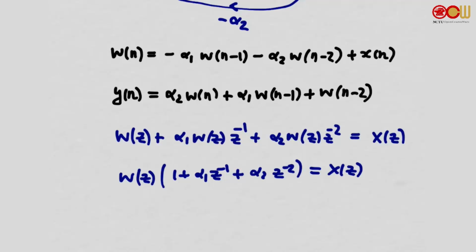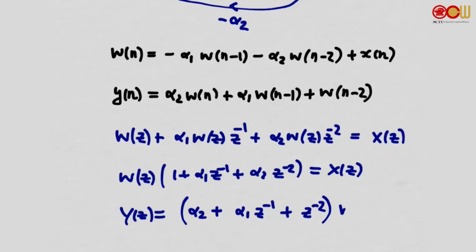Now let's look at the second difference equation. For the second difference equation, we apply the transform, and then we get Y(z) equal to alpha 2 W(z) and alpha 1 W(z) z inverse, and then z to the minus 2, and every one of them has a W(z), so we can pull them out.